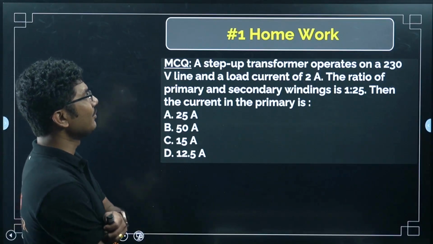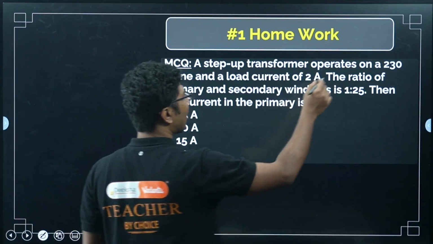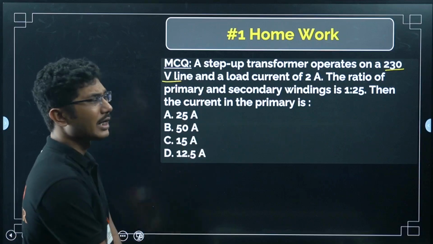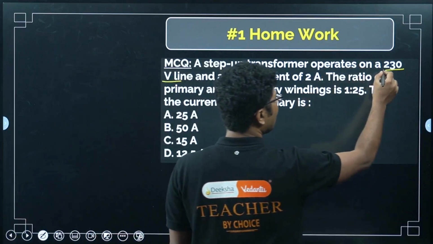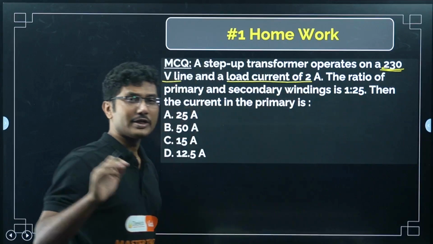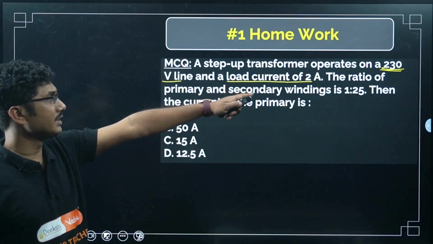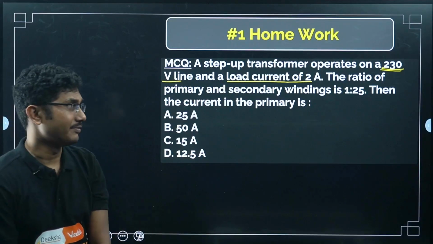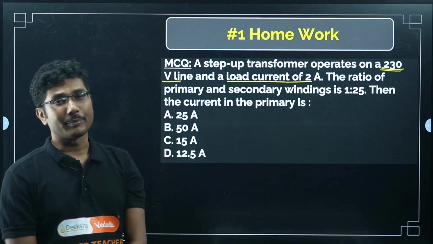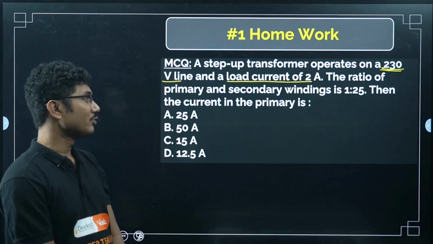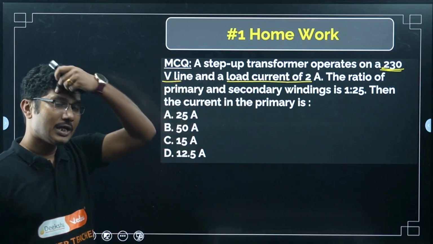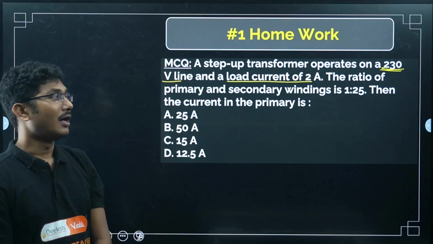So they have asked you that a step up transformer operates on a 230 volt line and the load current. This is the input voltage. Load always means output. So input voltage is given and output current is given. The ratio is given. So then the current in the primary is. They have asked you to find the current in the primary. Now you can solve this even without using the voltage, simply using current you can solve it.